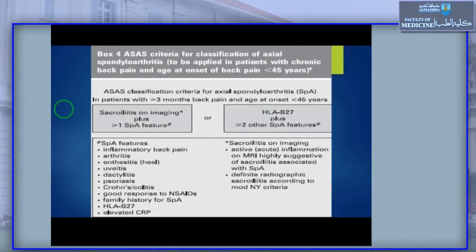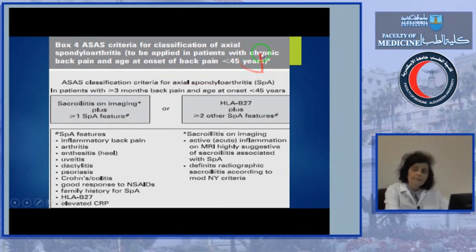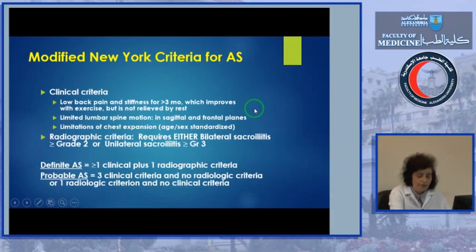These are the criteria that you will be given in the lecture, these criteria we use to pick up our patients. But as you see, they are all based on chronic back pain lasting more than 3 months and the age of onset less than 45. And then we put our patients either sacroiliitis on imaging or HLA, and that's given in the lecture. We also have the modified New York criteria, which we will be explaining in the lectures.